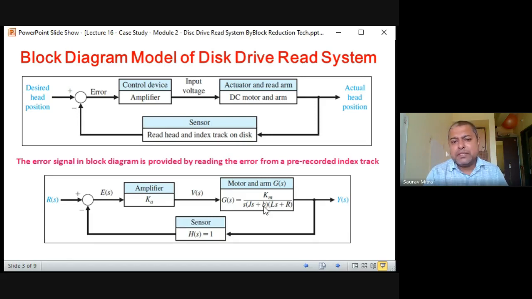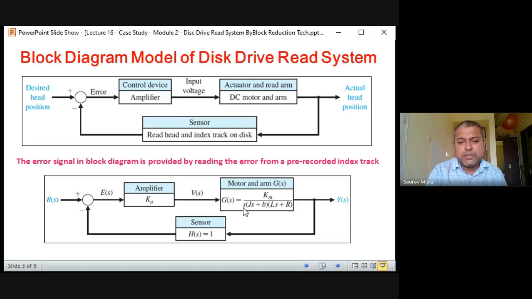What are all these parameters? These are all internal motor parameters, and how this model is developed is actually given in another chapter in the same book. Okay, if you want, I will give you the reference, you can go through it. Km is also another gain for this process. So you have to understand that this is a third order process.